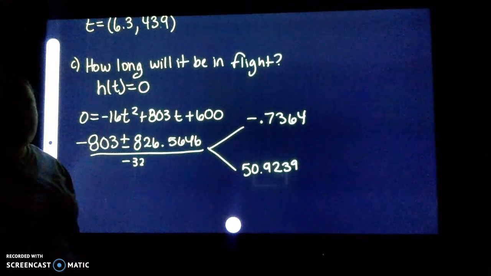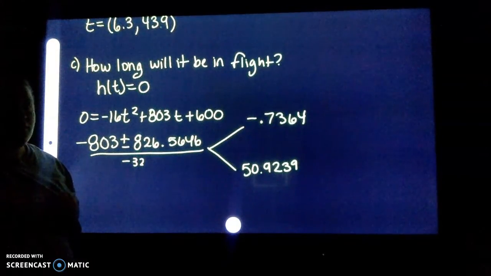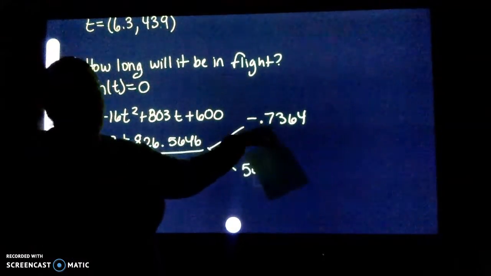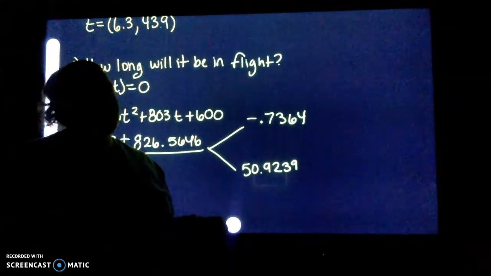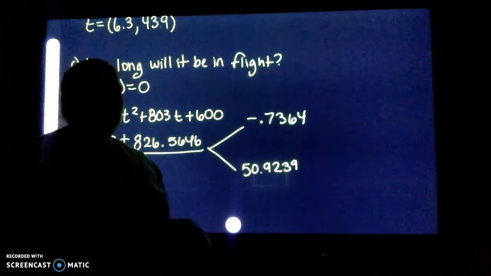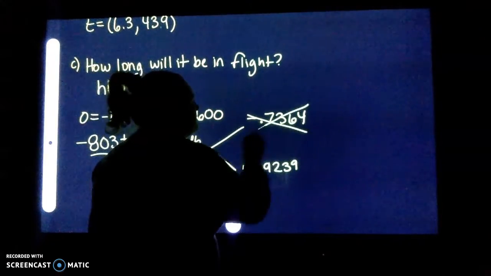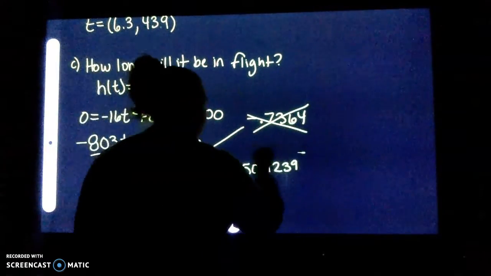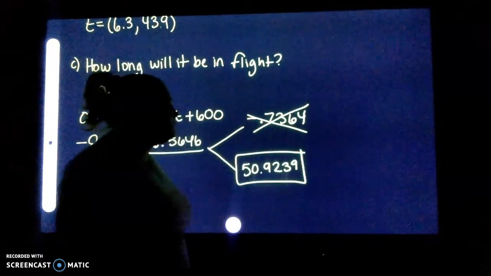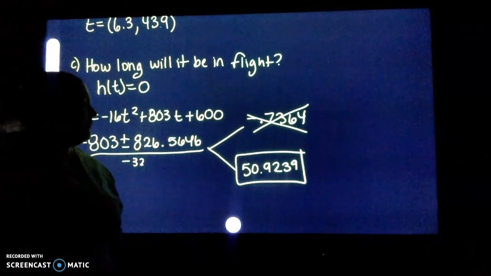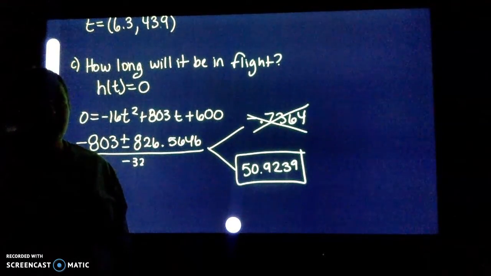Are both of those valid answers? No, I can't have a negative amount of time, and each of these answers is the amount of seconds it would take for it to hit the ground. So this is not an acceptable answer, but this one is. So it would take 50.9 approximately seconds in order for that projectile to hit the ground.